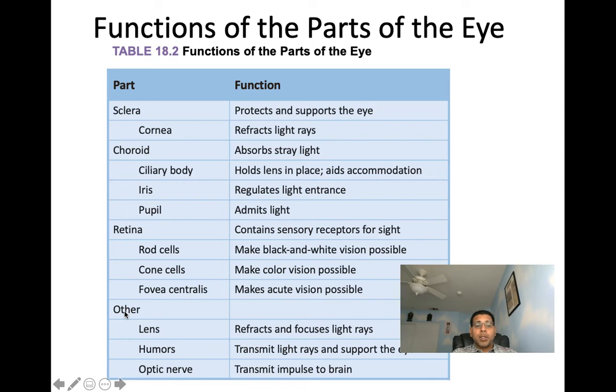And then we've got other structures such as the lens, humors, and the optic nerve. The lens, we said, is going to refract and focus light rays. Humors are going to transmit light rays and support the eye. And then the optic nerve is going to transmit impulses to the brain. So go through each of these parts and make sure you understand each of them very well.